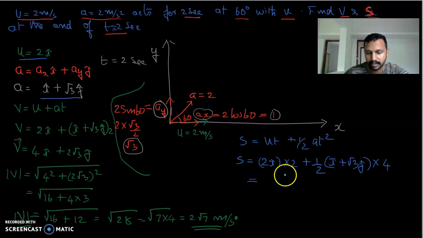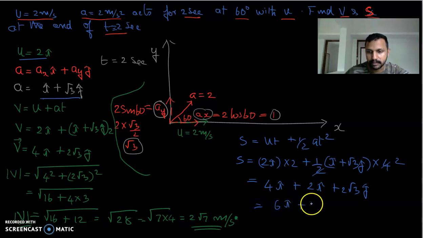Then we will get 2 into 2i cap, which is 4i cap, plus, 2 and 4 will get cancelled. Then it will be 2i cap plus 2 root 3 j cap. That means 6i cap plus 2 root 3 j cap. This is your answer for displacement in its vector form.